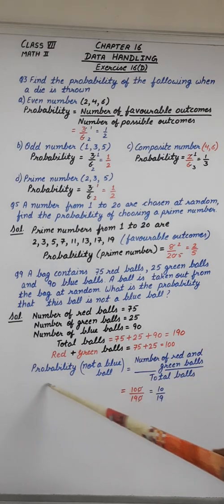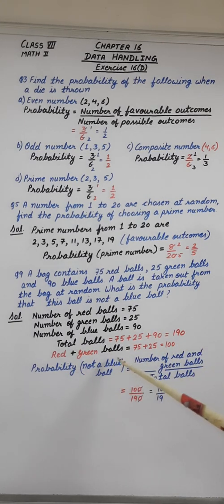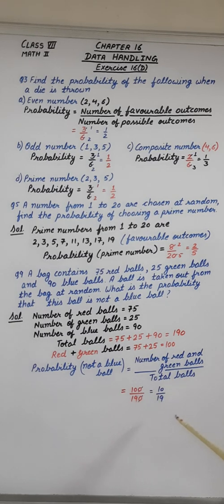Now, let's find the probability of not a blue ball. We want red and green balls. So, favorable outcomes upon number of total outcomes. So, here red and green balls upon total balls. So, red and green balls, how many? 100. So, 100 upon total balls are 190. Reducing it, answer is 10 upon 19.